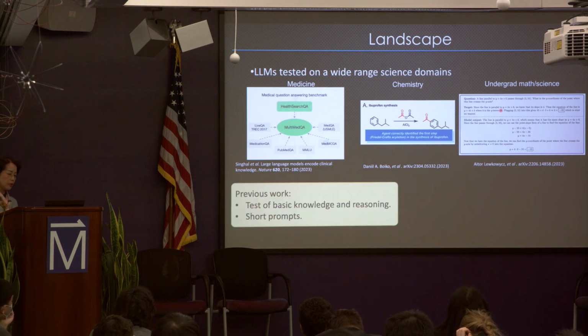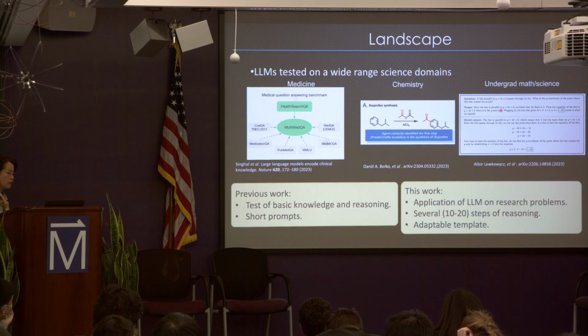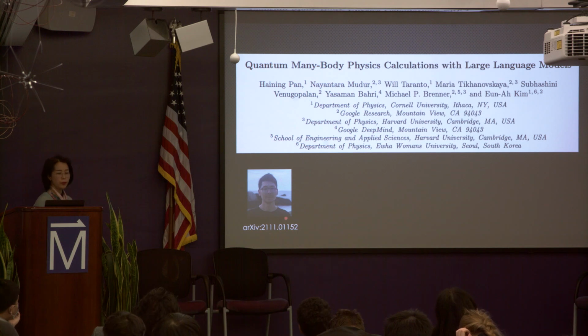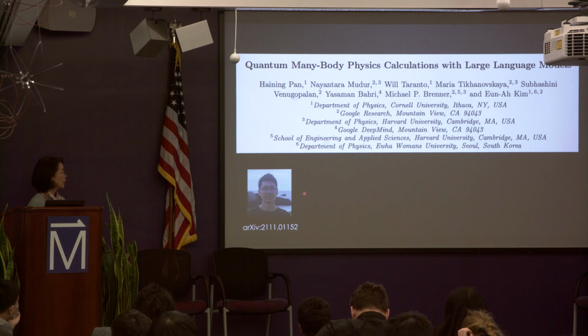And what we started asking was, can we use large language models for research problems that require multiple steps of reasoning? What we picked as a target problem to study was the Hartree-Fock mean field theory. This is the paper, and you can find details in this preprint. It's going to appear in Communications Physics very soon. It was really led by Haining Tan, who was a postdoc in my group and has later moved to Rutgers.